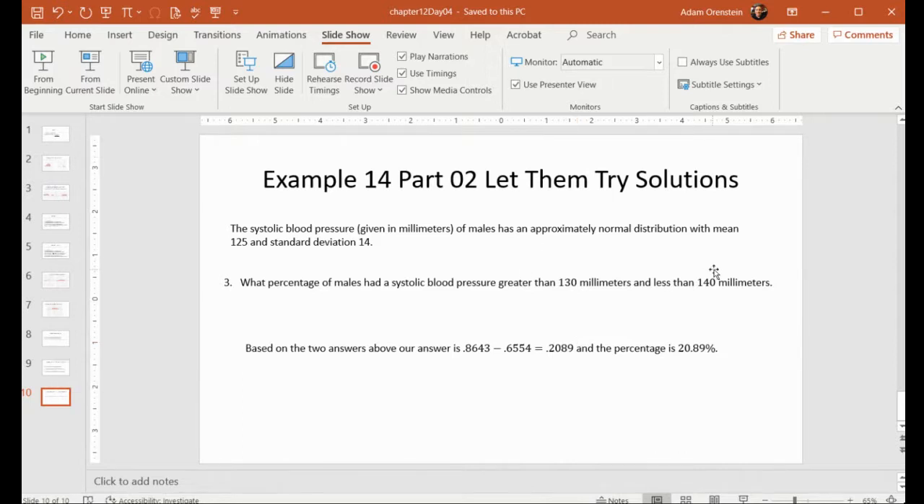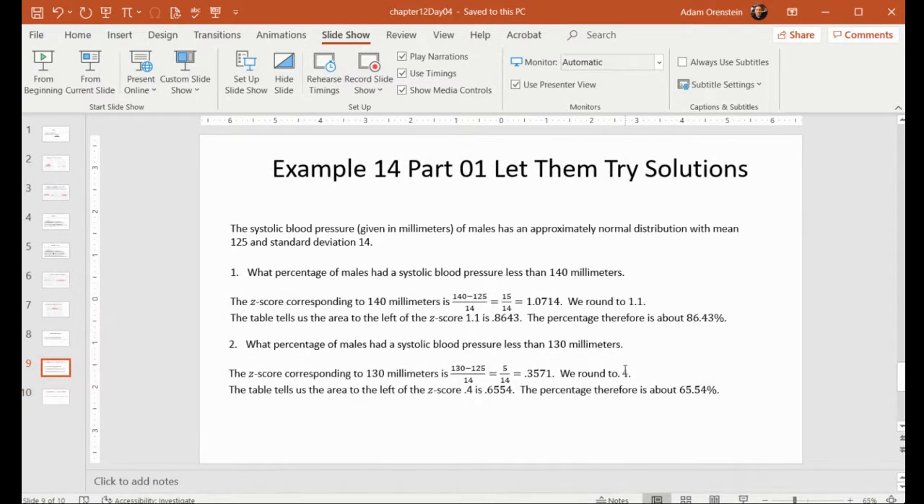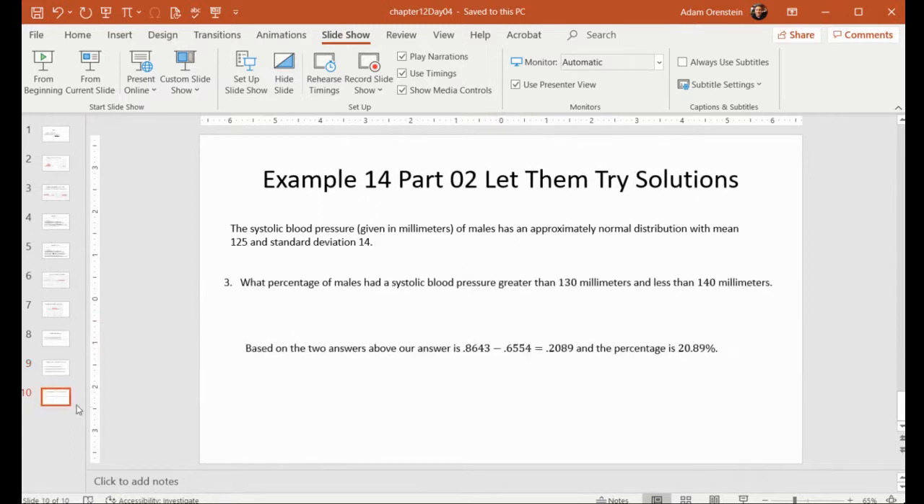Because this is greater than 130 and less than 140, we take what we got for 140 and subtract off what we got for 130. So we're subtracting. That's what I'm trying to show you here. Let me show you through Desmos. I think it's a little bit easier to see how to get this.